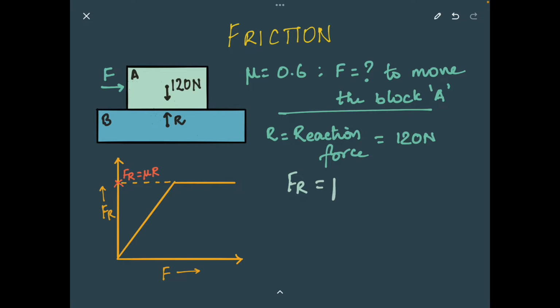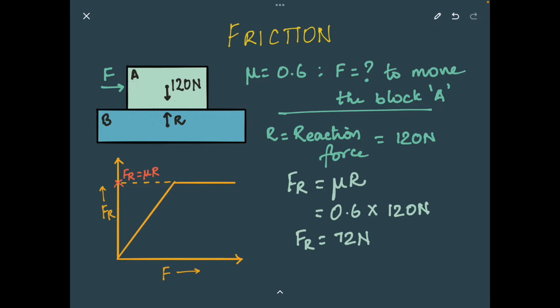The calculation of friction force is as follows. Fr is equal to mu times R. Now this is the maximum friction force that will be developed in this system. So we have 0.6 as the friction coefficient and R, the reaction force, as 120 newtons. So solving for the friction force Fr, we will have 72 newtons. So now we got the maximum friction force of 72 newtons.